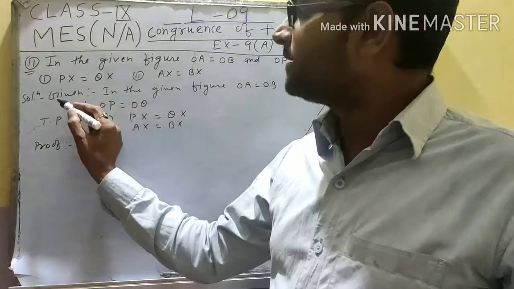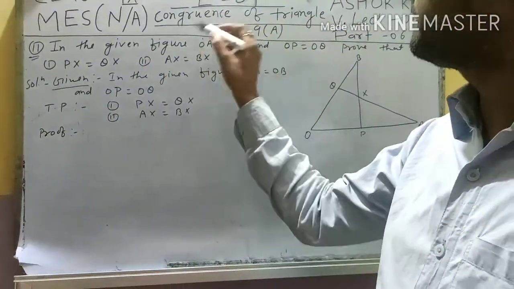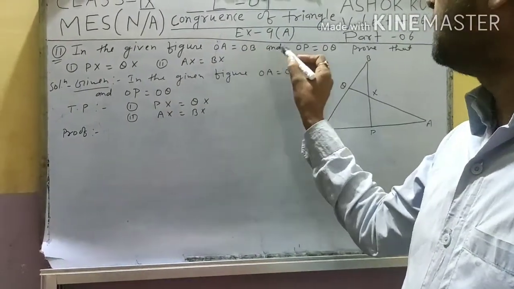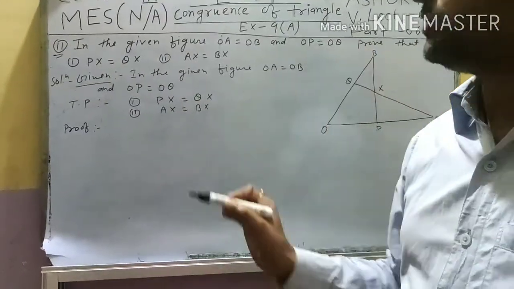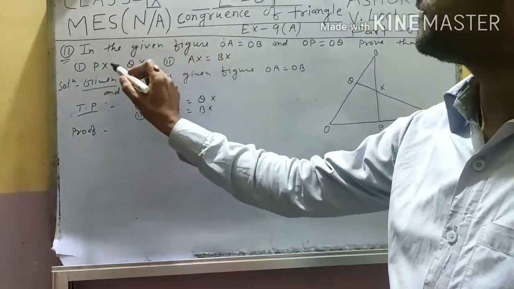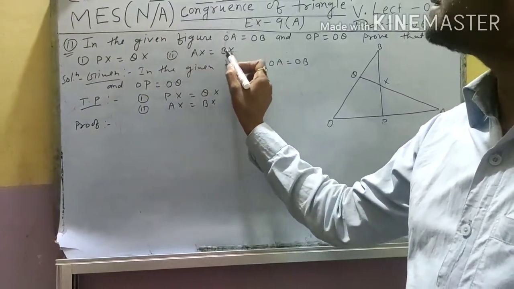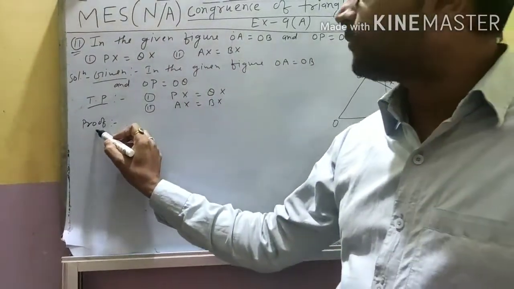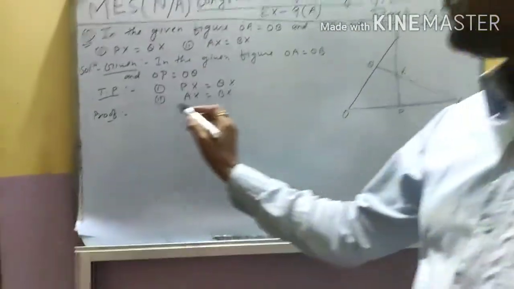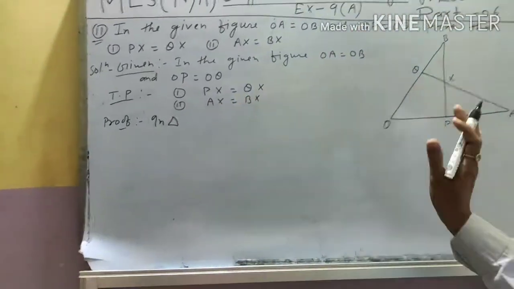First of all, students, this is a theorem, so write down the given information in the given figure: OA equal to OB and OP equal to OQ. To prove two things: first, PX is equal to QX, and second, AX is equal to BX. Now the proof. We have two triangles. Look very carefully.